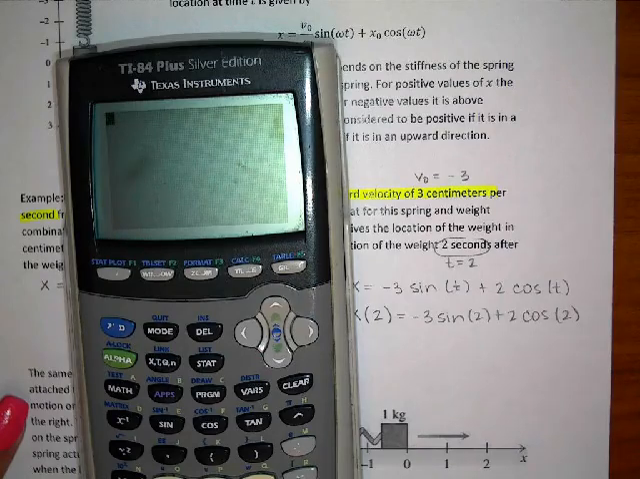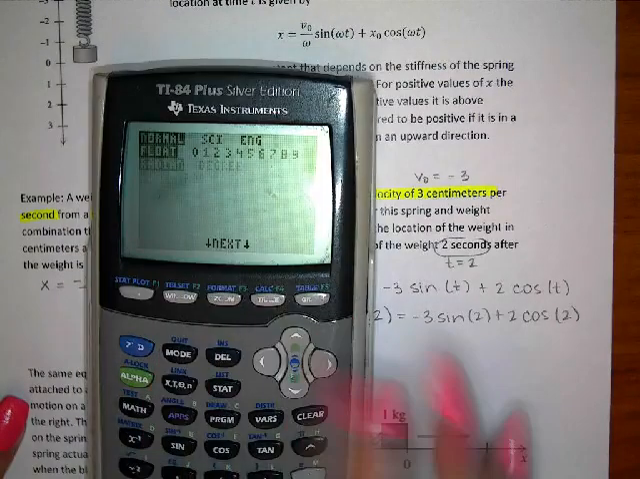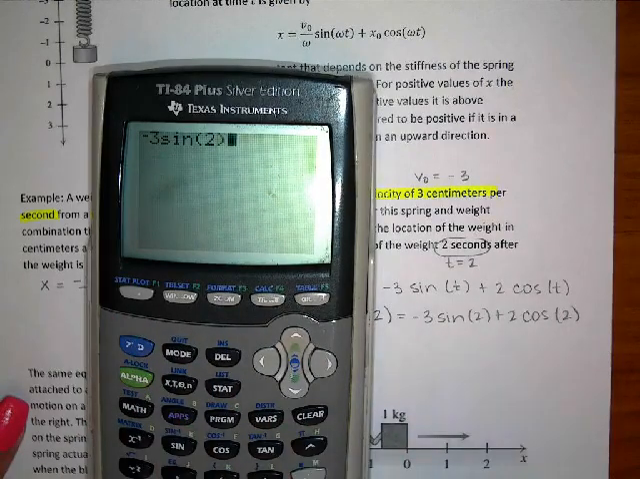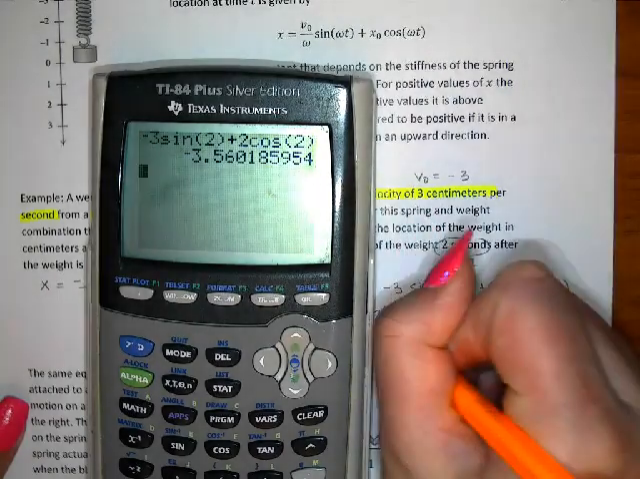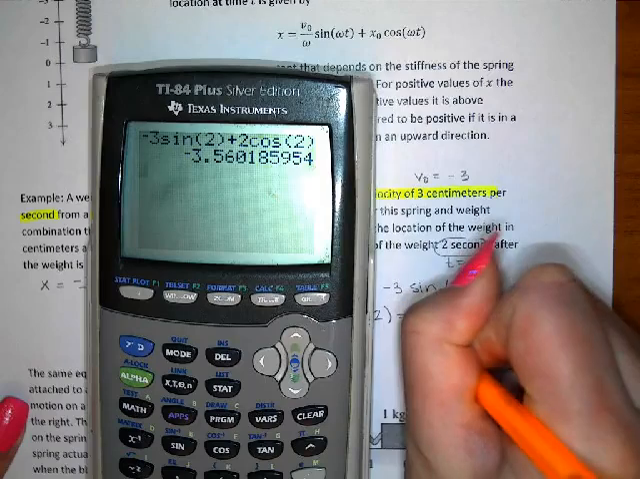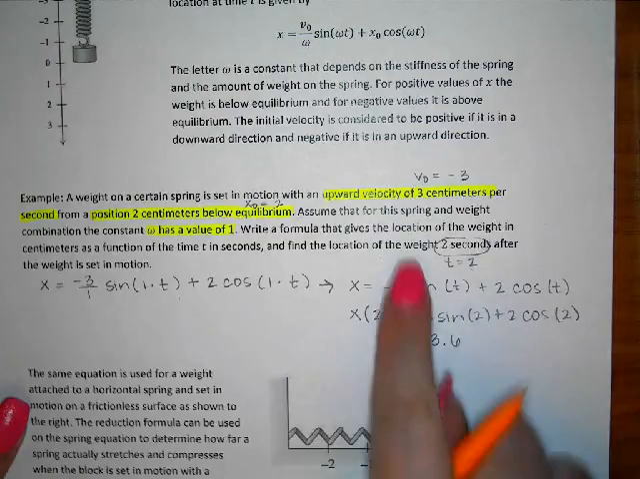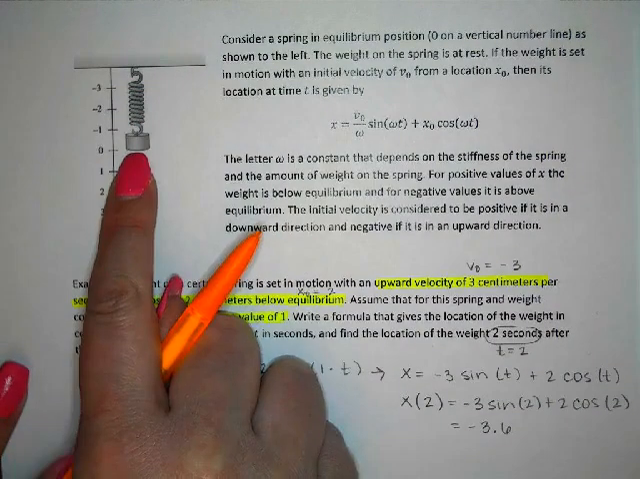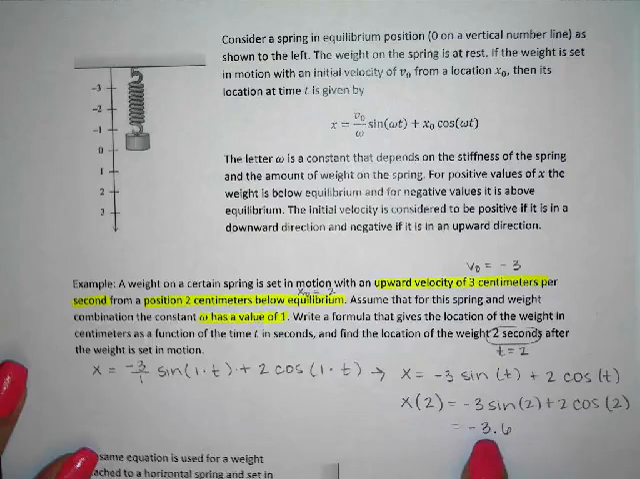Okay, so I'm going to make sure my calculator's in radians, and then I'm going to go ahead and just type this in. And I get -3.6 as the location. Negative is kind of like the opposite of what I would think, right? Negative is this way, so that means that this is above equilibrium. The weight is 3.6 centimeters above equilibrium after 2 seconds.